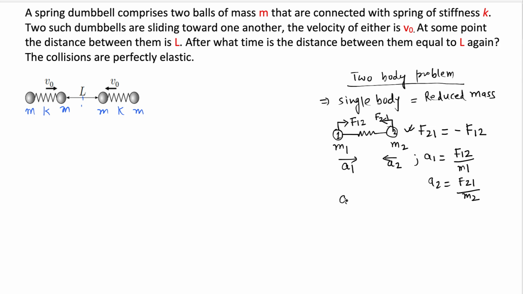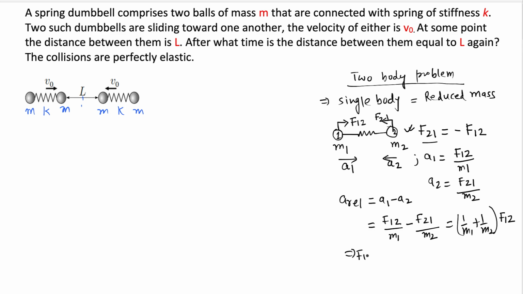Okay, so if we need to calculate the relative acceleration, that will be A1 minus A2, which is F12 by m1 minus F21 by m2, and we know F21 is minus F12, so we can simply write it as (1 by m1 plus 1 by m2) times F12. Okay, and therefore F12 we can write as mu times the relative acceleration, where mu is m1 m2 by (m1 plus m2). This is as simple as that. There is nothing beyond this.